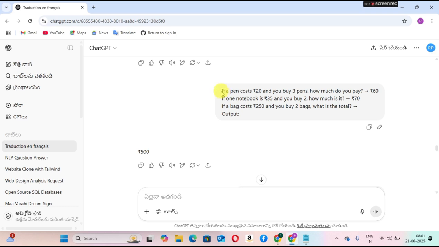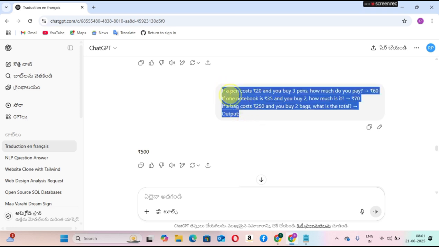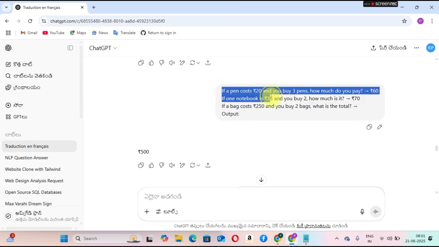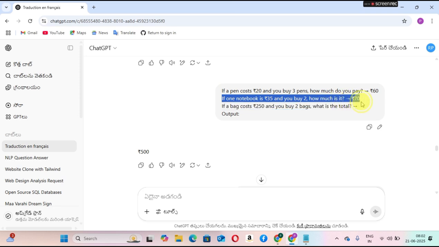Let's now solve a few math word problems using few-shot prompting. We show a couple of examples and then give a new question. So here is our complete prompt. If a pen costs 20 rupees and you buy 3 pens, how much do you pay? The answer is 60 rupees. So this is the first example.